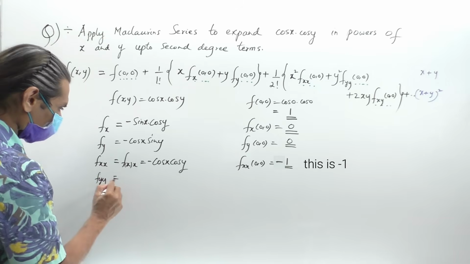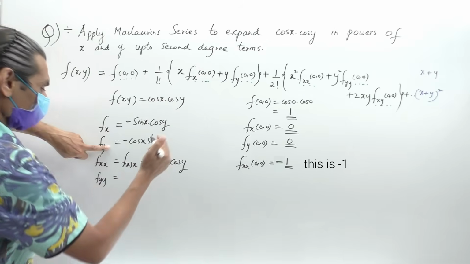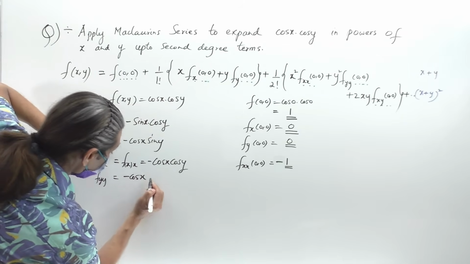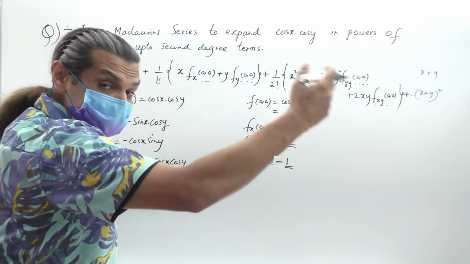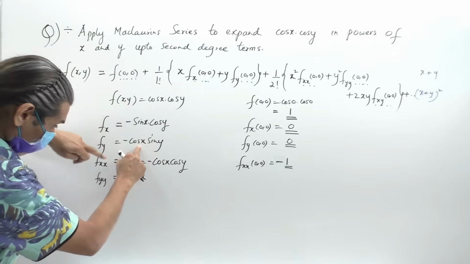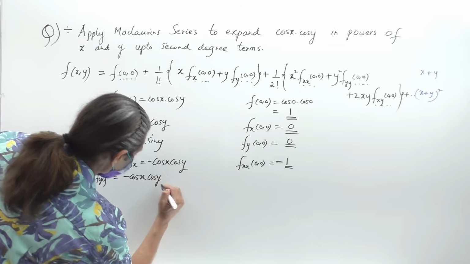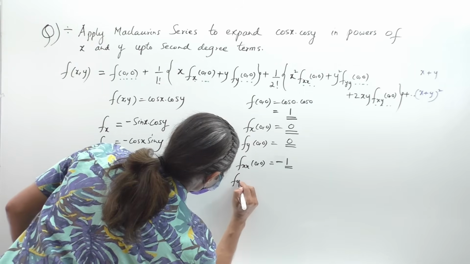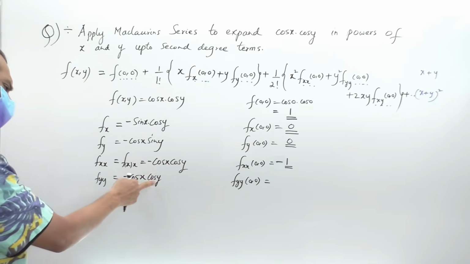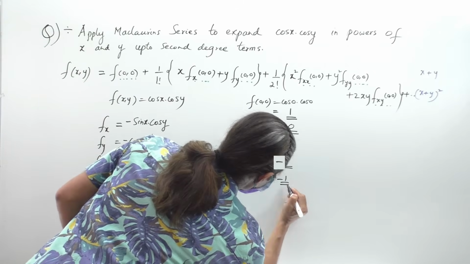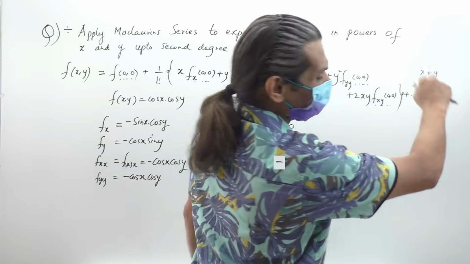Now f double y. So f double y will be equal to, see, we need to partially differentiate fy with respect to y. So again minus cos x as it is, fy is minus cos x into sin y. So again partially differentiate with respect to y. So minus cos x as it is, again differentiation of sin y is what? Cos y. Fine. So now f double y at 0 comma 0 is equal to, see, cos 0 is 1, cos 0 is 1. This is minus 1.